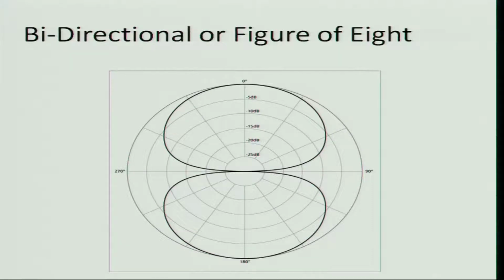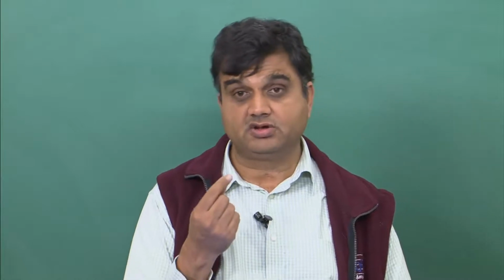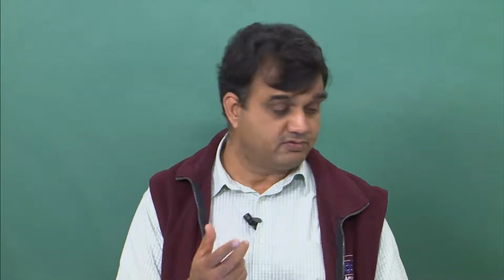Once again, this plot may be specific to a particular frequency. And if you change the frequency, if you make the frequency higher or lower, this can change significantly. So whenever we are talking about directivity, we are always talking about directivity in the context of the frequency or frequencies of interest. So this is bidirectional.